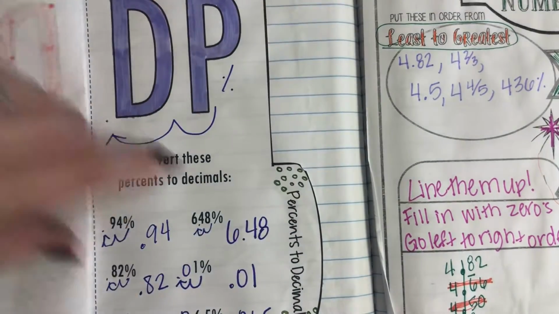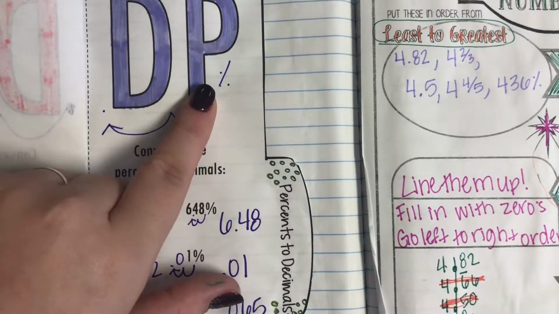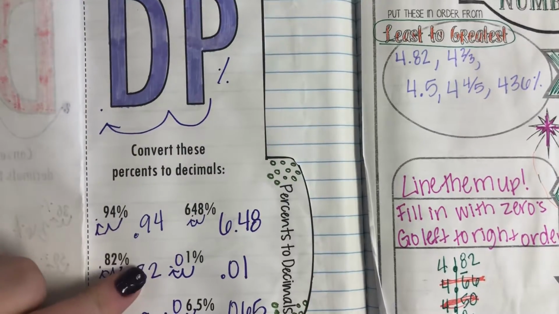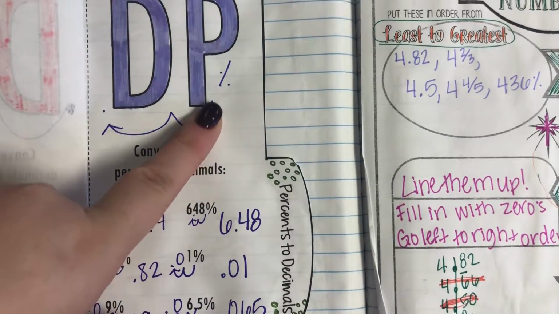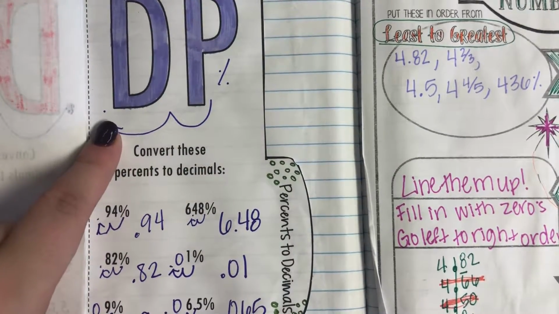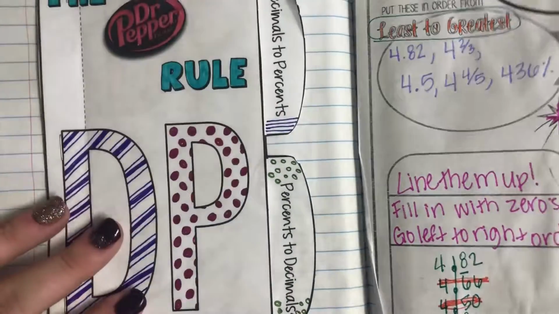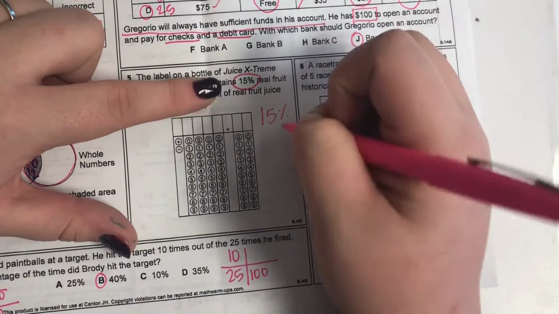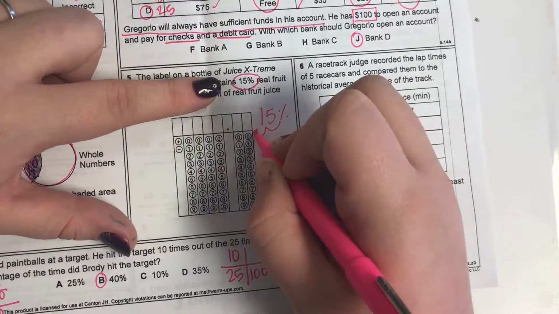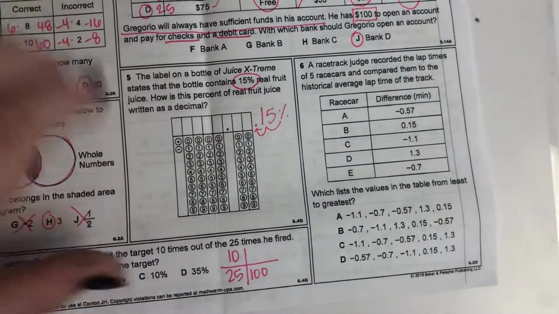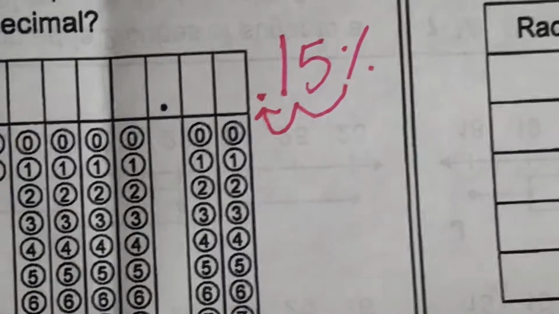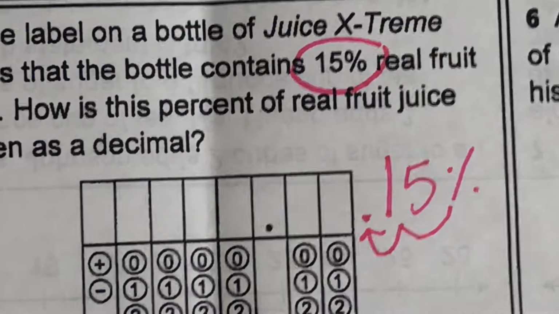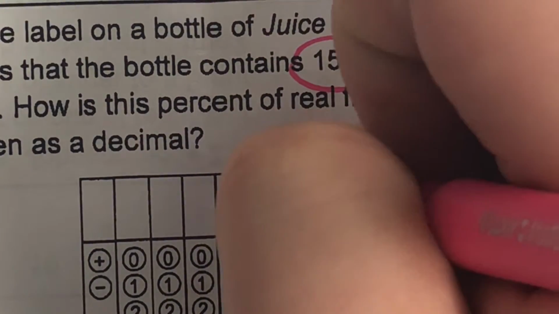So when we go to our percents to decimals, to turn a percent to a decimal, we start and we move 2 places to the left. Okay, so that's what we're going to do here. We're going to start and we're going to move 2 places to the left. 1, 2, decimal. So to fill this in, we're going to put decimal 1.5.